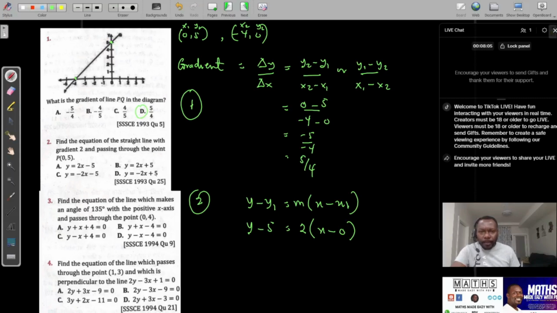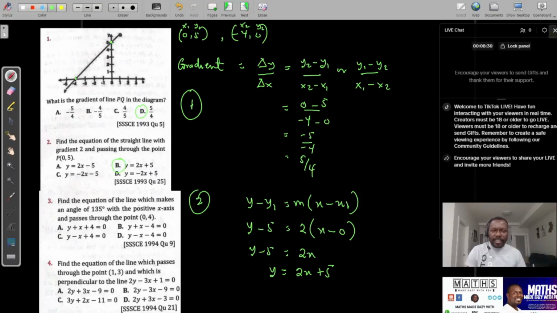So we will have it as y minus 5 equal to 2x. And then making y the subject, y will be equal to 2x plus 5. So let's go through the possible answers and look for y equal to 2x plus 5, and that is possible answer B.